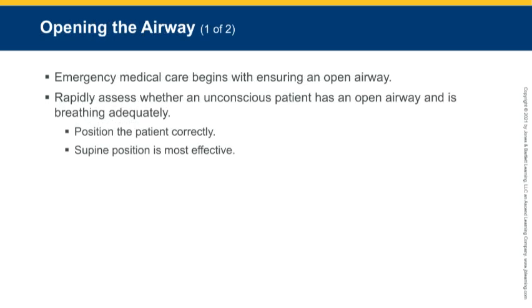Maintaining an open airway is the first priority in patient care. Unconscious patients are at risk of airway obstruction due to the tongue falling back against the throat. The supine position is most effective for airway control, allowing EMTs to perform suctioning, airway adjunct placement, and ventilation as needed.